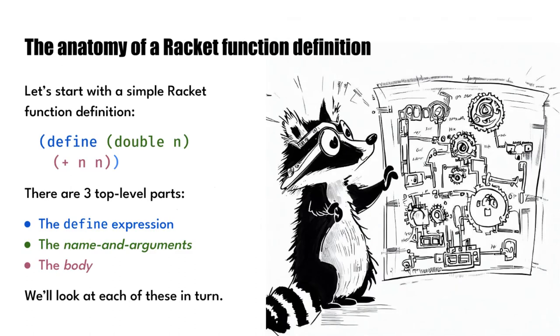Let's start by looking at a simple function definition in Racket. Open paren, define, open paren double, space n, close paren, open paren plus, space n, close paren. This has three top-level parts: the define expression, which I've highlighted here in blue, the name and arguments section, which I've highlighted in green, and the body, which I've highlighted in red. We'll look at each of these in turn.